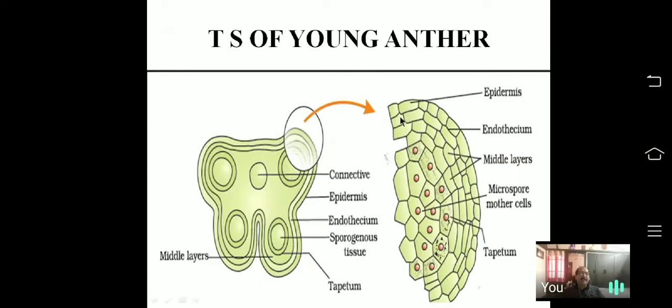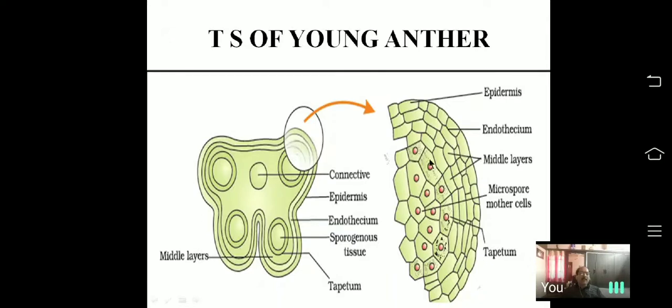Next, the second layer is called the endothecium. Next, these two layers are called the middle layers. All the three layers, epidermis, endothecium and middle layers, give protection to the anther, and when the anther becomes mature, these layers dehisce, meaning they break open and release pollen grains into the air.